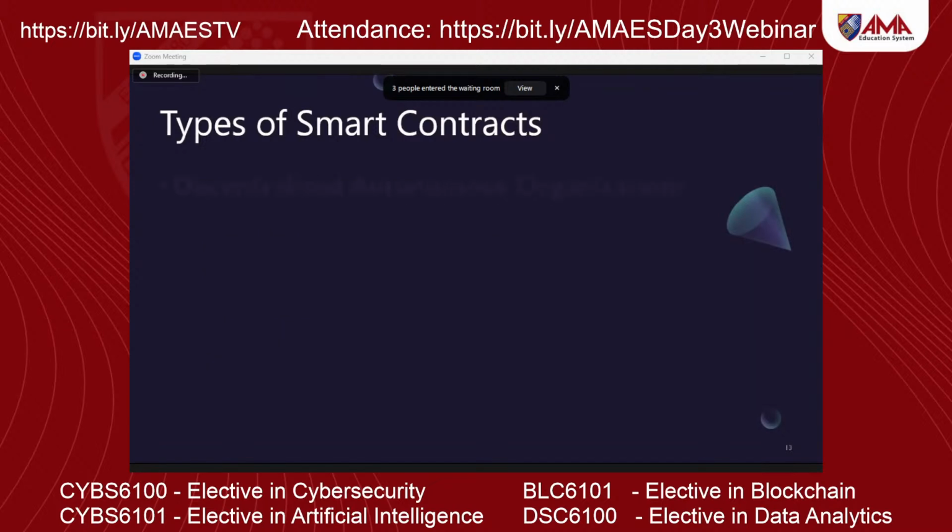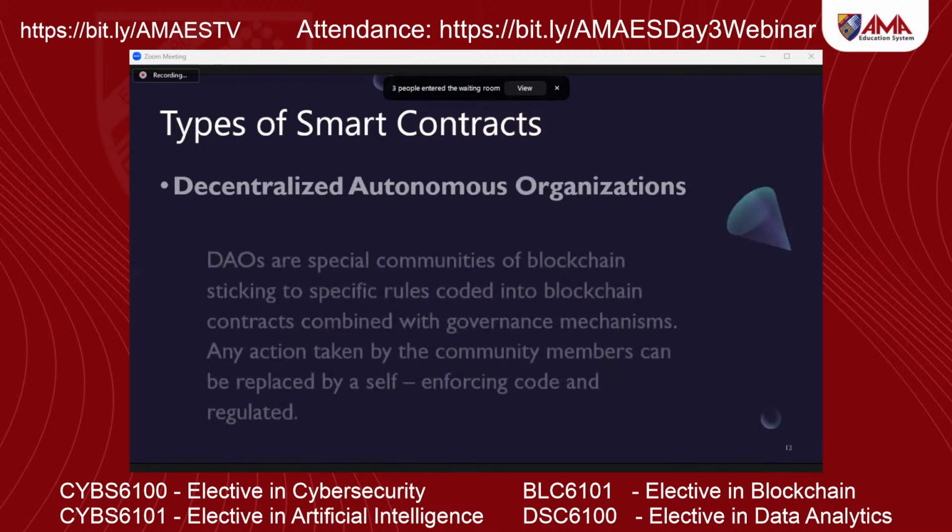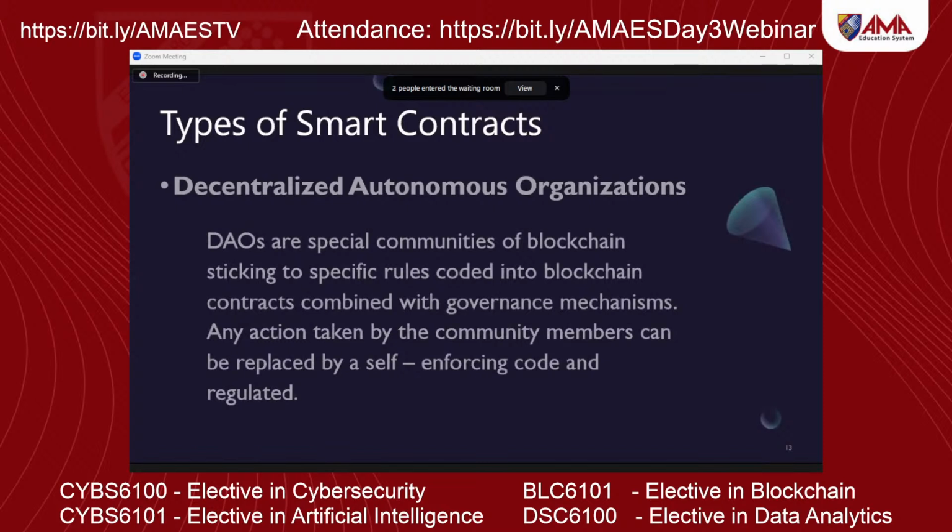Then another type of smart contract is DAO, or Decentralized Autonomous Organization. DAOs are special communities of blockchains sticking to specific rules coded into blockchain contracts, combined with governance mechanisms. Any action taken by the community members can be replaced by a self-enforcing code and regulated. Parang siya, no? Parang it's like meron sa sariling groups, right? Na meron lang silang may rules and regulation din. Pero pa rin, parang peer-to-peer pa rin dating.